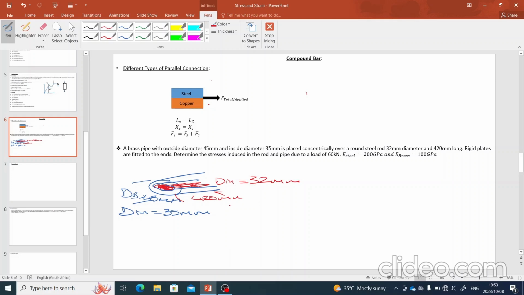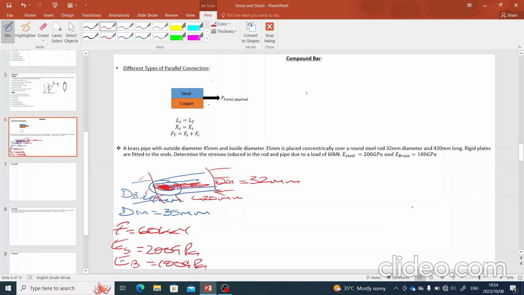Rigid plates are fitted to the ends. There are plates fitted to the ends. Determine the stress induced in the rod and the pipe due to the load. Now we are given the total force. It is 60 kilonewton. Then we are given the Young modulus of steel. It is 200 gigapascal. Then we are given the Young modulus of brass. It is 100 gigapascal.